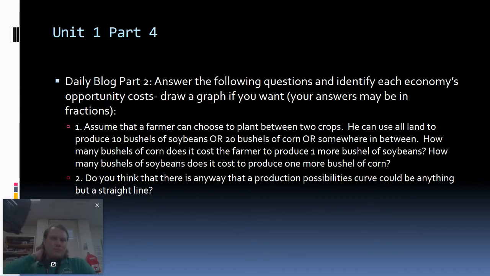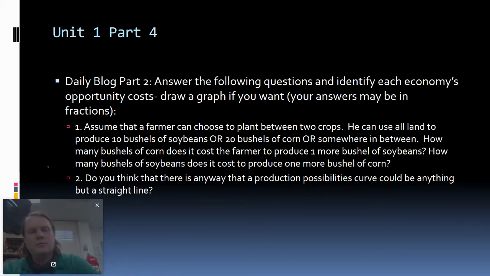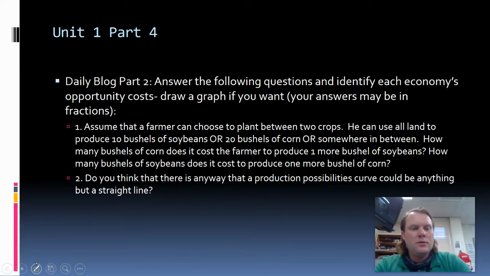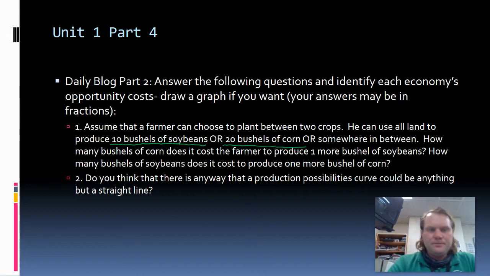Okay. So we have kind of changed the resource here. In this particular case, we're going to use land as the resource. So this farmer can use all of his land and he can grow 10 bushels of soybeans or 20 bushels of corn. Go ahead and see if you can draw that on a graph.